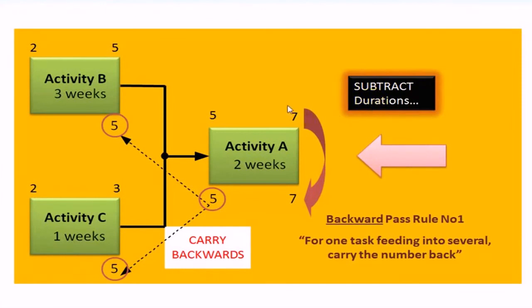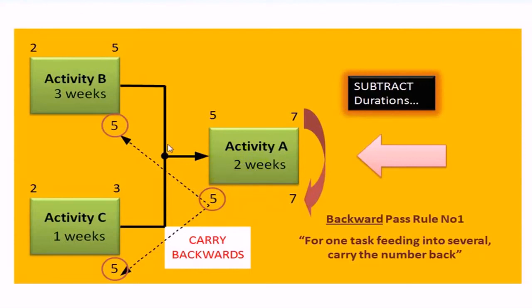The first thing you'd want to do is to take this number here and place it bottom right, ready for our backward pass calculation. It's conventional to put the numbers generated from your forward pass top left and right, and those from your backward pass bottom right and bottom left. So the first thing we need to do is to subtract durations. So 7 minus 2 gives you 5.